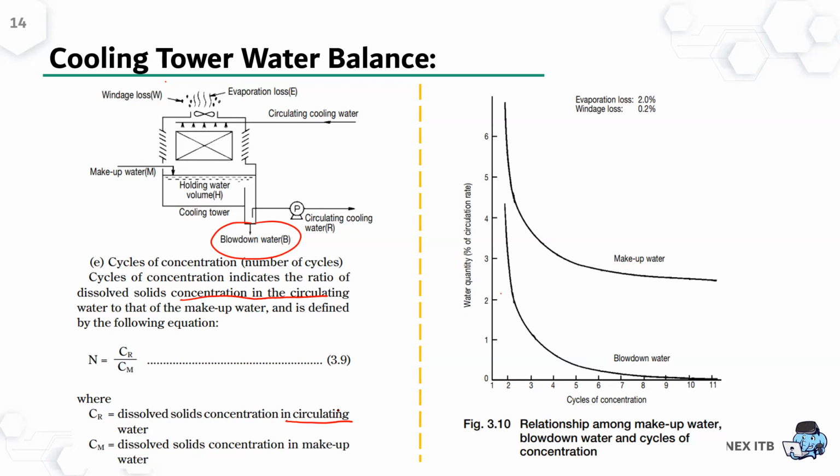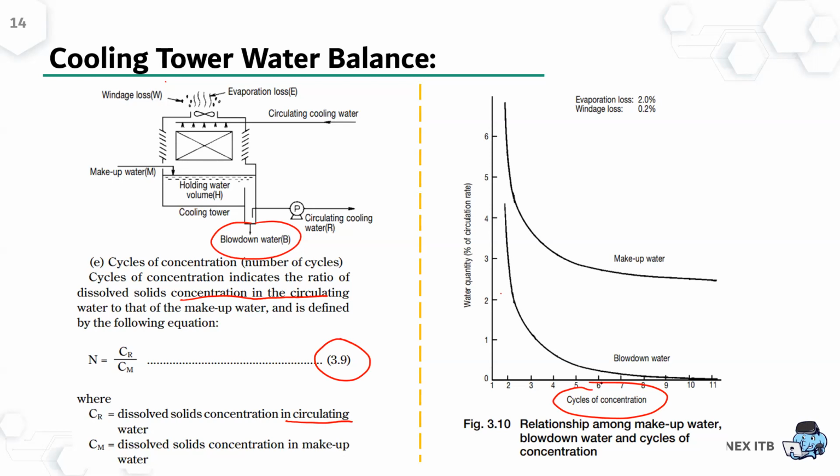Okay, so figure 3.10 shows a typical relationship between the cycle of concentrations and the makeup water quantity, calculated by using the equations. The makeup water quantity can be calculated based on equation 3.9. As shown in figure 3.10, the operation of the cooling water system at higher cycles of concentration may cause deterioration of the cooling water quality and various problems.